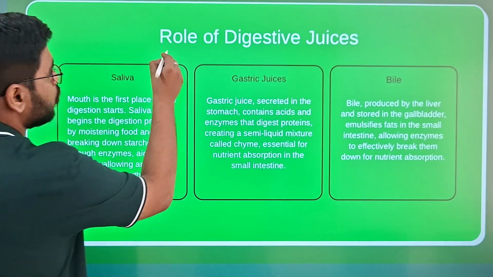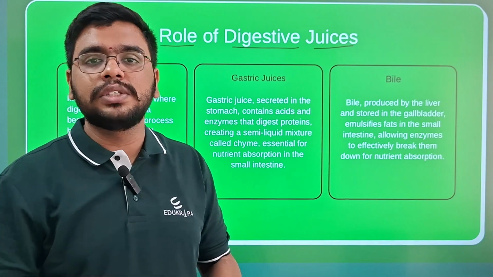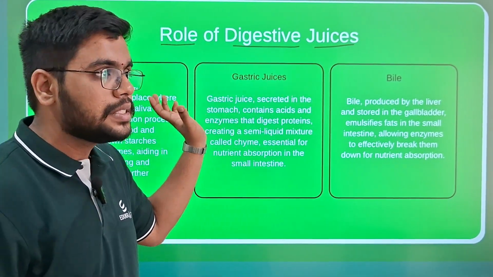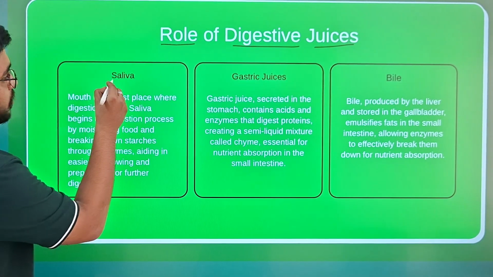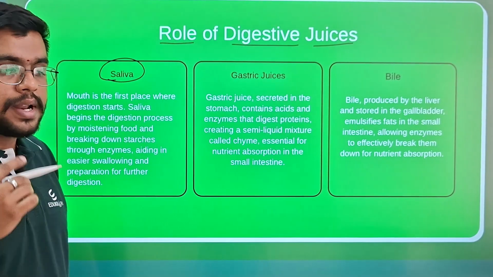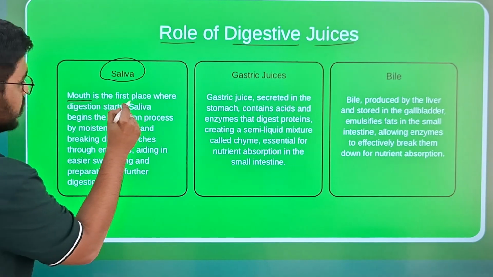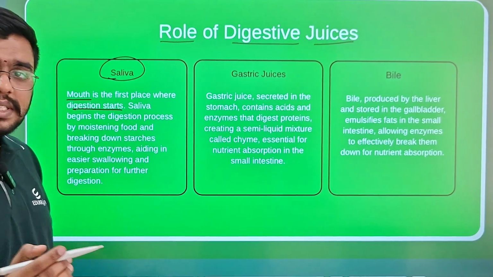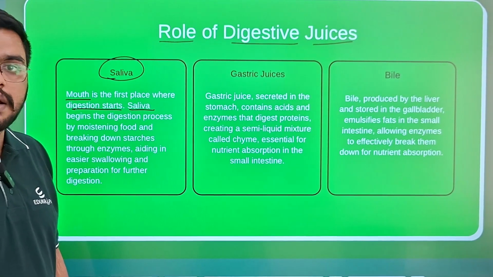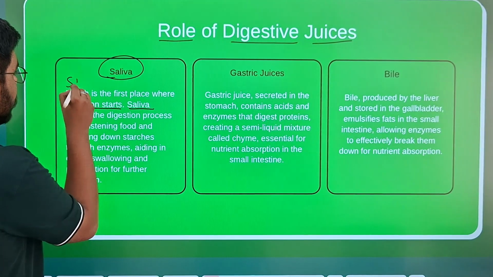Further, we'll go to the role of digestive juices. Digestive juices, as the word says, are certain juices present in our body which help or aid in the digestion. These are called digestive juices. One of the first digestive juices: saliva. In the previous video, if you remember, I had told you that the mouth is the first part of the digestive tract where the digestion begins. How does it happen? It happens through saliva. Saliva is a liquid substance produced in our mouth through salivary glands, and this saliva contains salivary amylase.